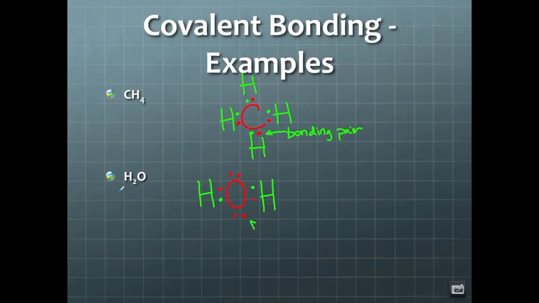a lone pair. A lone pair, also known as a non-bonding pair. These are electrons that are just hanging out. They're not involved in any kind of bond, but they're still there. So water has 2 lone pairs of electrons.